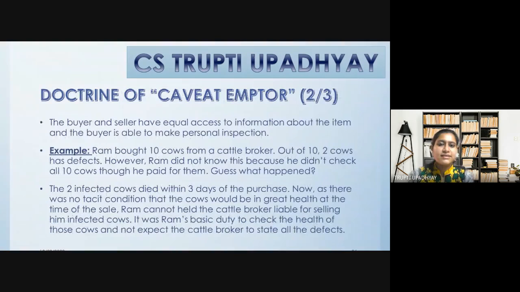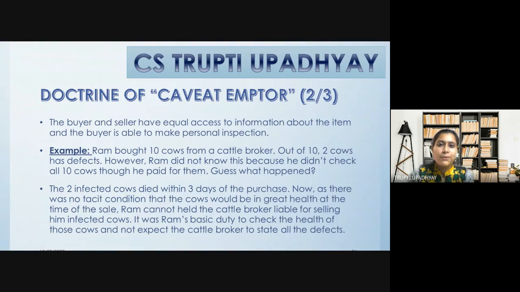The buyer and the seller have equal access to information about the goods or item that is bought and sold, and the buyer has a right, or is able, to make a personal inspection of the goods before he buys them. Now let's understand caveat emptor with the help of case studies and illustrations.